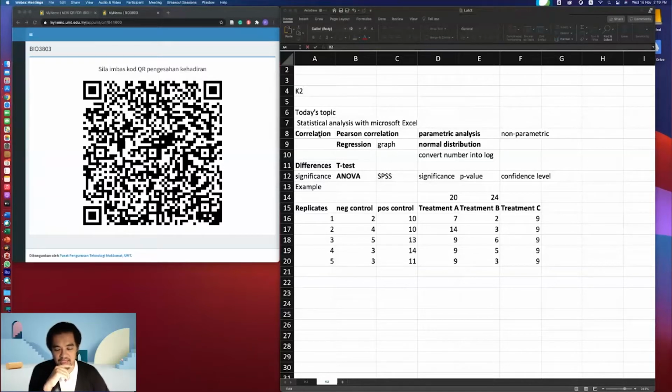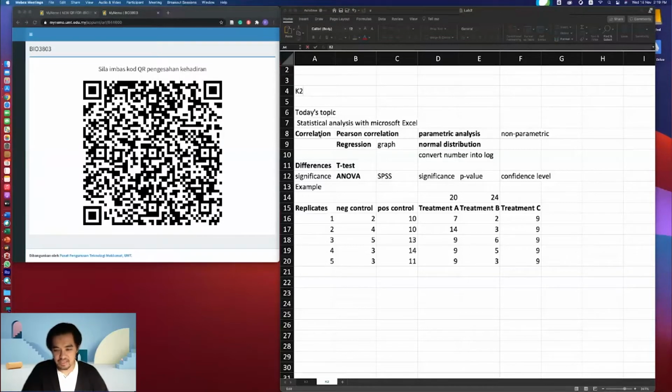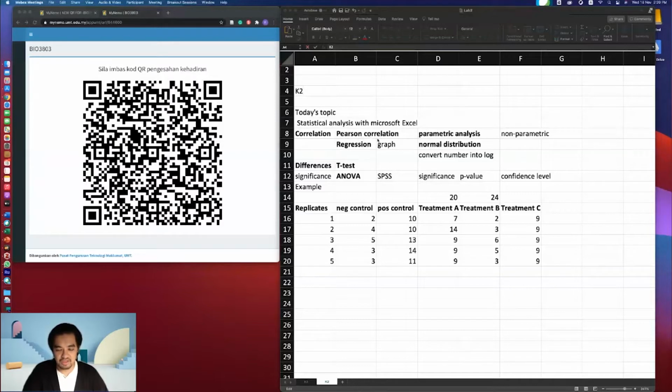When we're looking at the association, you want to look at the relationship between factor A and factor B. For example, you are looking at the effect of the wave on the turtle nesting. What are the factors? How much does the wave affect the landing of the turtle on the beaches for nesting? There are two types of analysis you could do. The first one is the Pearson correlation, or the other one is using regression. I'm going to teach you Pearson correlation and then regression.